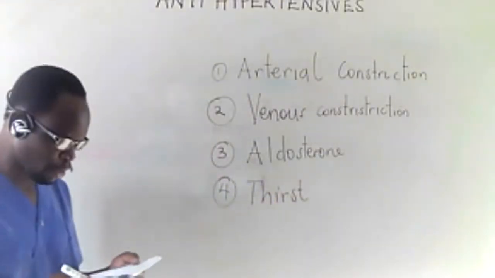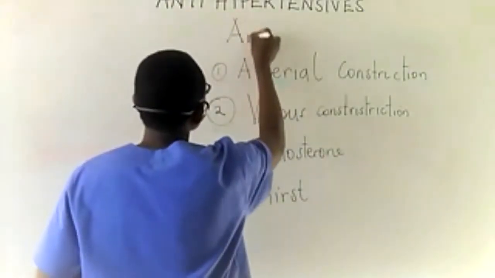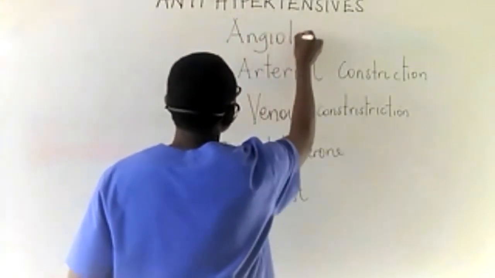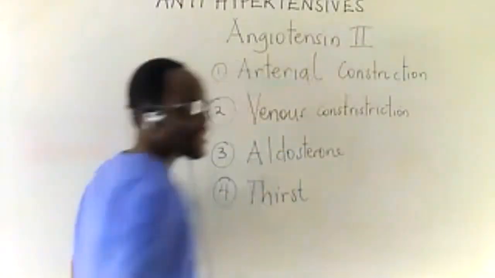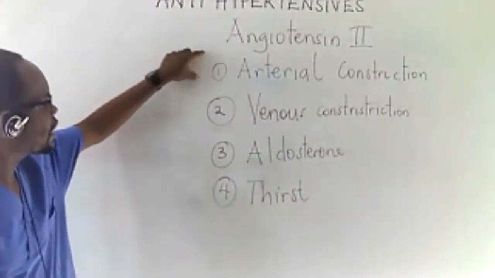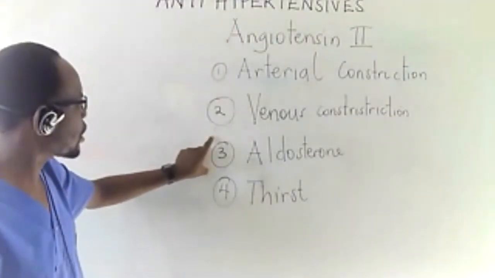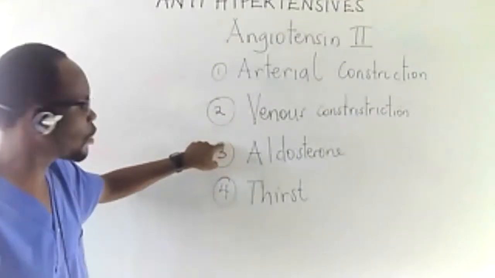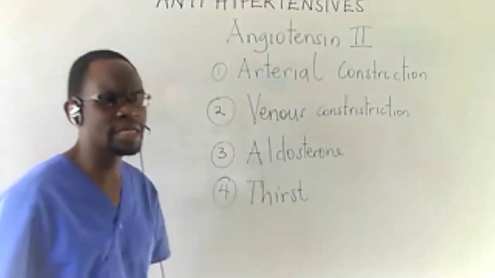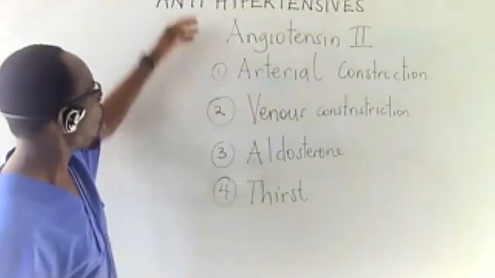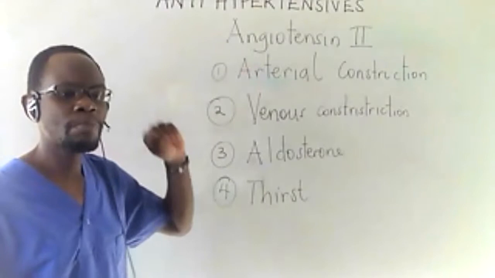Those are some of the effects of angiotensin 2. It causes arterial constriction. It causes venoconstriction. It causes release of aldosterone by the adrenal gland, and it also acts on the hypothalamus to cause thirst. Now, all these effects basically bring about an increase in blood pressure.